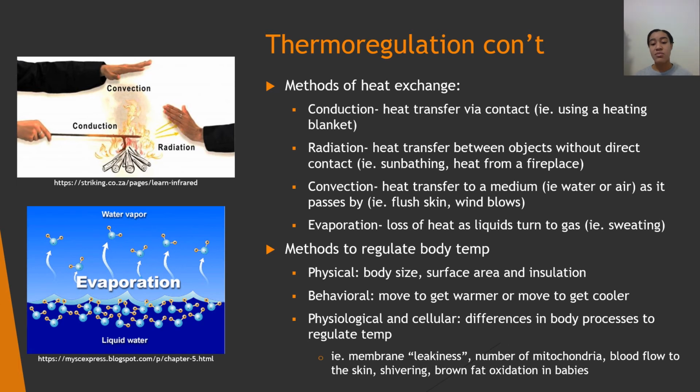Then we also see something similar in the brown fat oxidation in babies. So their brown fat is not like the white fat that we see in adults. Brown fat is actually broken down directly by the baby's cells, and so that provides them with the heat that they need to survive in adverse conditions.